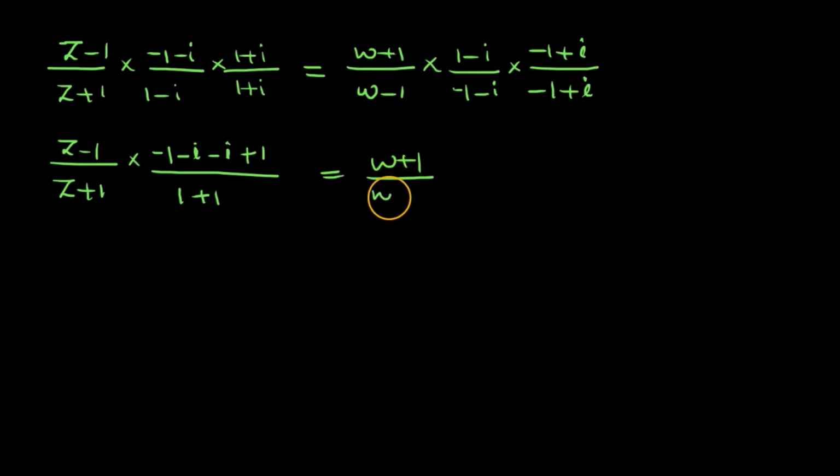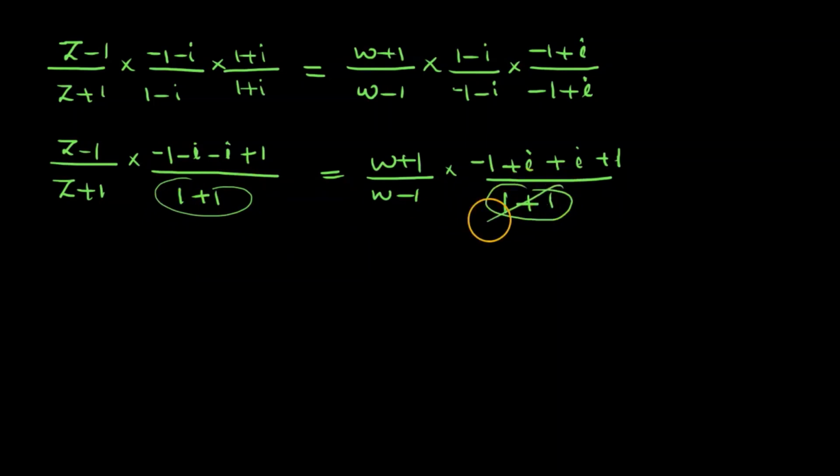W plus 1 divided by W minus 1, into 1 into minus 1 plus I, minus I square is minus 1, so plus 1, divided by minus 1 minus I into minus 1 plus I. Again A plus B into A minus B is A square minus B square. A square, minus 1 square is 1, minus B square, I square is minus 1, so plus 1. So 1 plus 1, 2 from here and here cancel out.